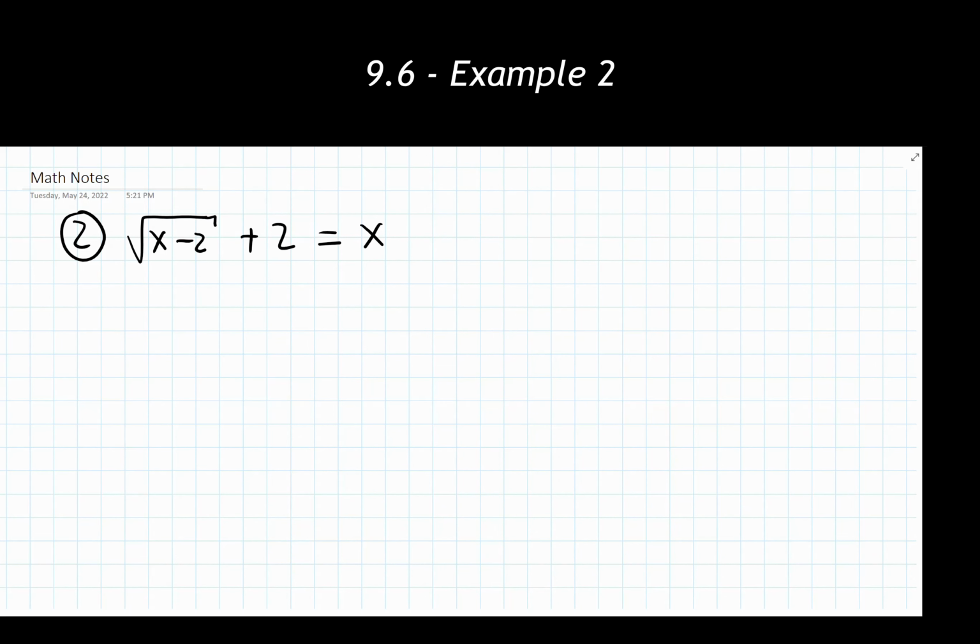Looking at our second example, we're going to use the exact same process to go through and find our answer here. For this problem, we are again trying to isolate a radical to one side of this equation. So I need to get rid of this plus 2 on that left side. To get rid of adding 2, I'm going to have to subtract 2. On the left side, I'm going to be left with the square root of x minus 2.